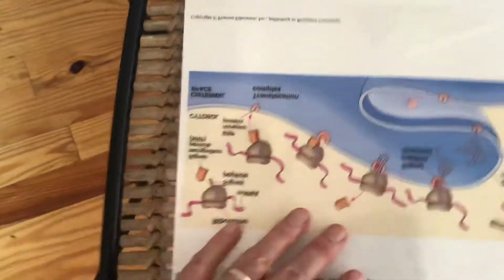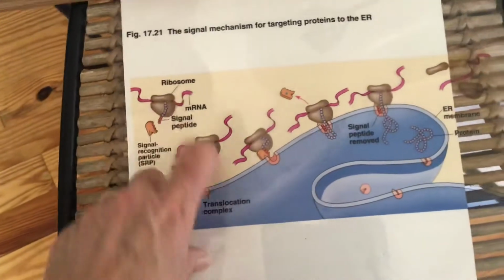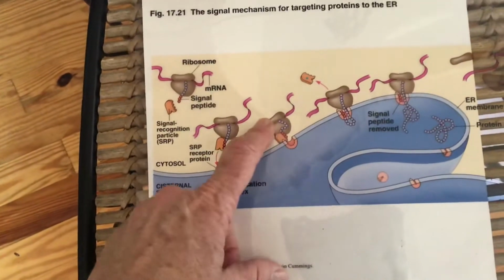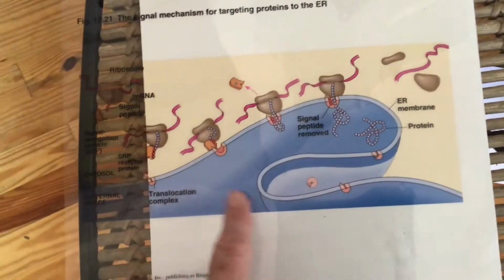Okay, another thing that we want to talk about is the fact that as we make, you guys don't have to memorize all these parts, but this is just something to know. As we make the protein, so here's the ribosome and it's making the protein. In this case, what is happening is it is feeding it into the endoplasmic reticulum space.